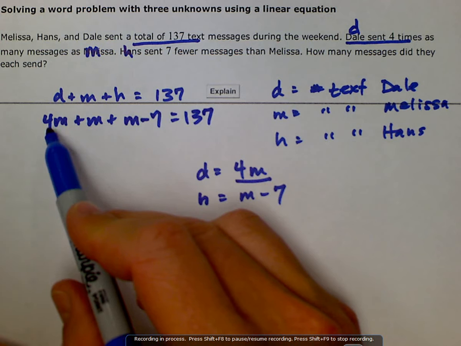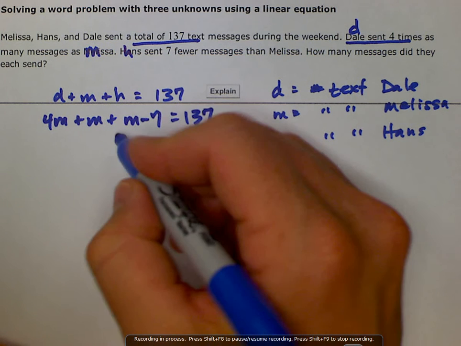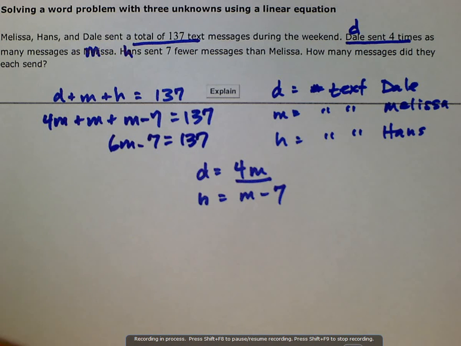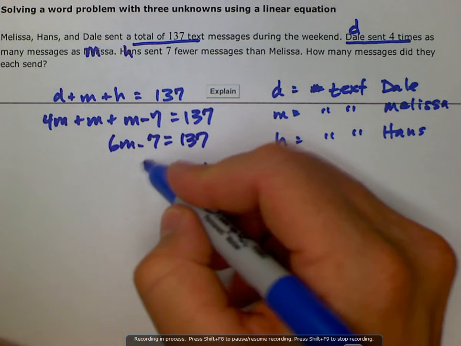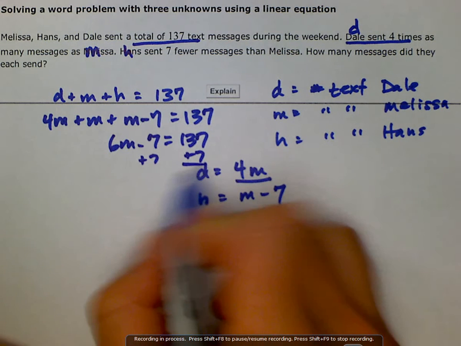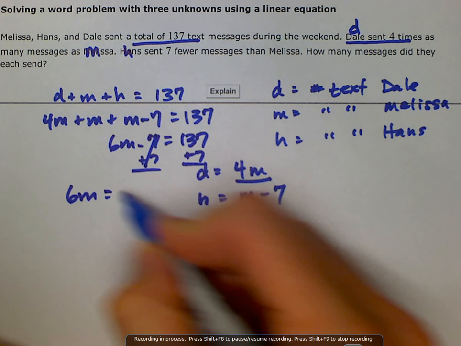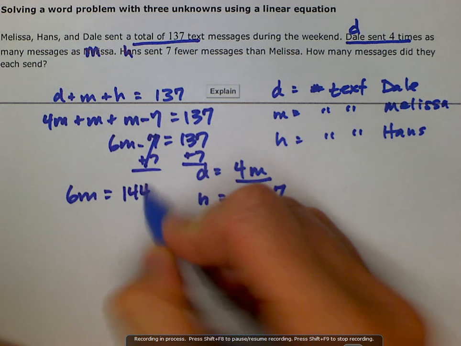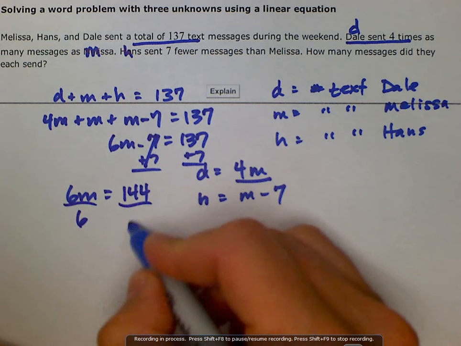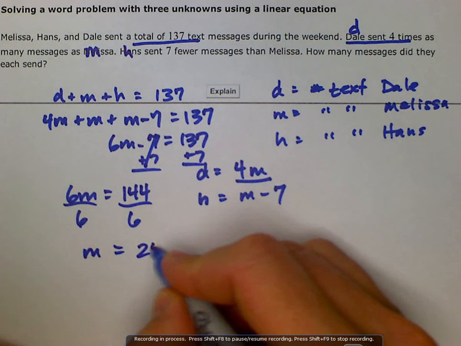So we just combine like terms. 4M plus M is 5M plus another M is 6M minus 7 equals 137. And then we would use opposite operations, add 7 to both sides. Getting a little squished here, but so we'll move this way. 6M after these cancel is equal to 144. And then we would divide both sides by 6. And that gives us 24.